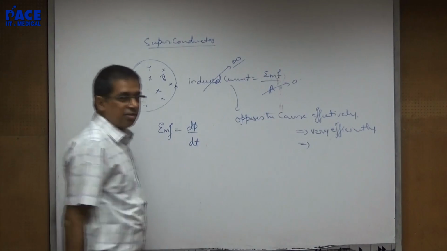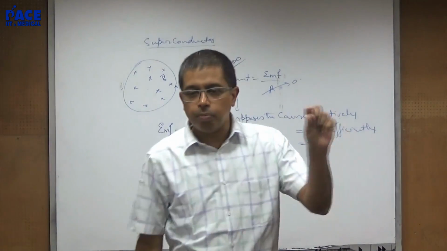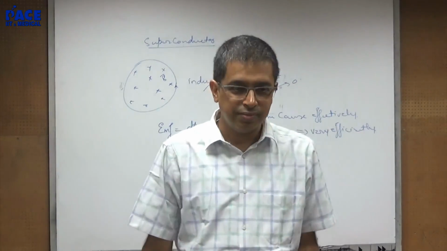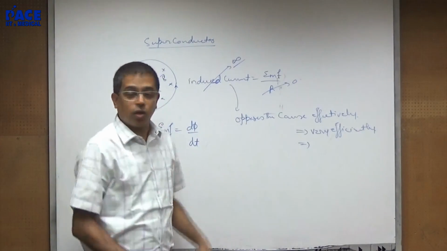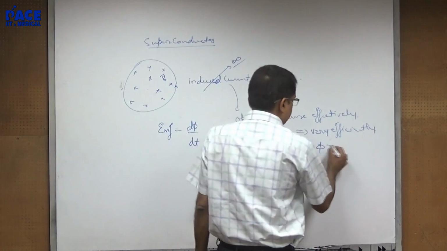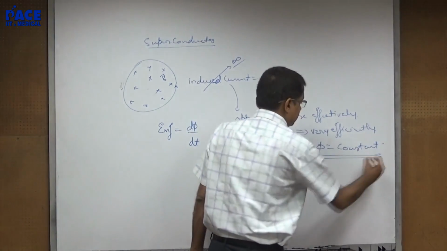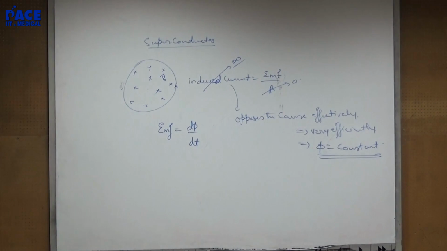When both the conditions are met, that means it will be seen. In every other case it only opposes the cause, but it will not be successful in nullifying the cause. But here the current is so very large that it can nullify the cause. That implies flux will remain constant. This happens only in a superconducting ring.